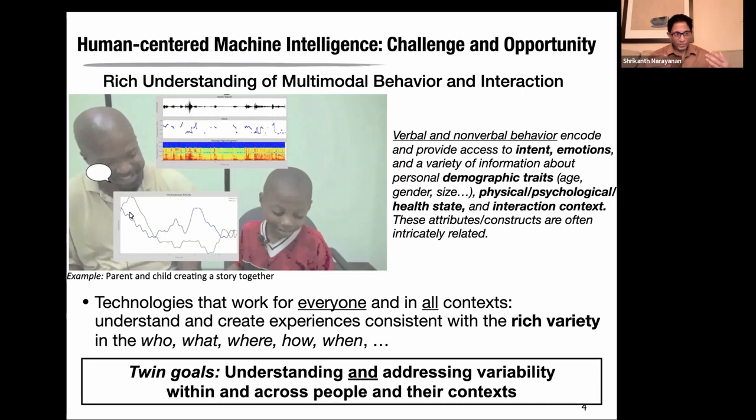So one of the things that is a credo in this human-centered machine intelligence is both understanding this variability of interest, for example, through vocal signals or visual behavior, say affective state, that's a variability in the signal that we are trying to target and map. But at the same time, we want to know, regardless of who they are or where they are, say, a child versus a grown up, or in a social circumstance versus a business circumstance, we want to make sure we understand. So both understanding and addressing the variability are always concurrent goals.